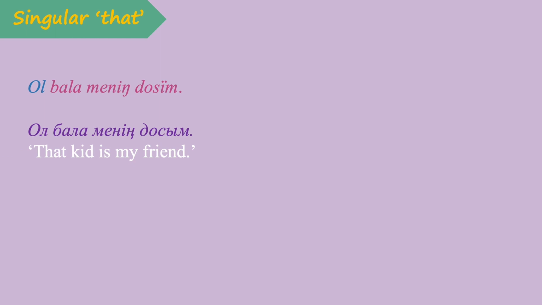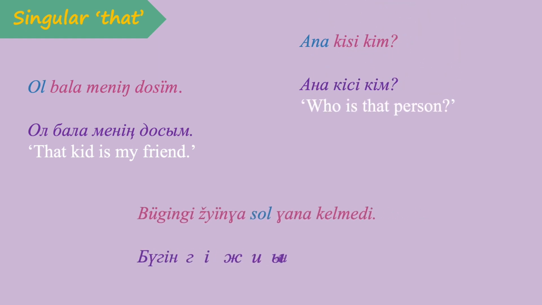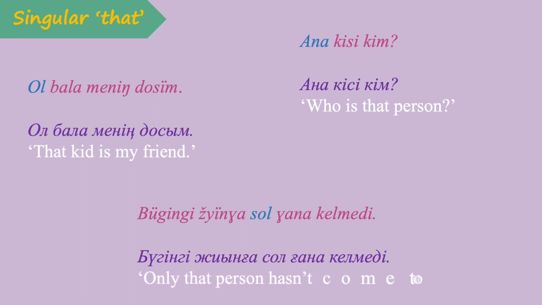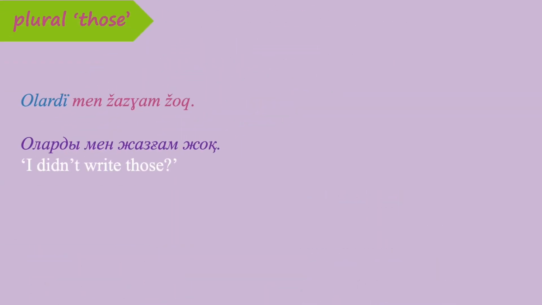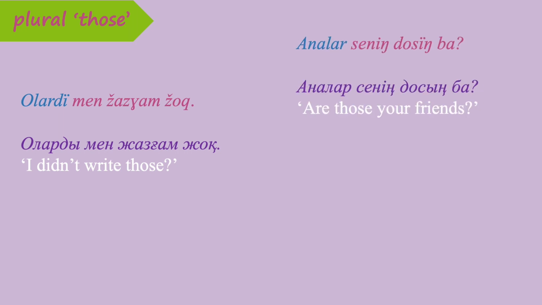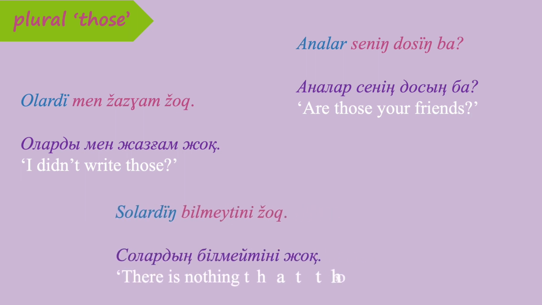Ол бала менің досым. That kid is my friend. Ана кісі кім? Who is that person? Бүгінгі жиынға сол ғана келмеді. Only that person hasn't come to today's meeting. Оларды мен жазғам жоқ. I didn't write those. Аналар сенің досың ба? Are those your friends? Солардың білмейтіні жоқ. There is nothing that those people don't know.